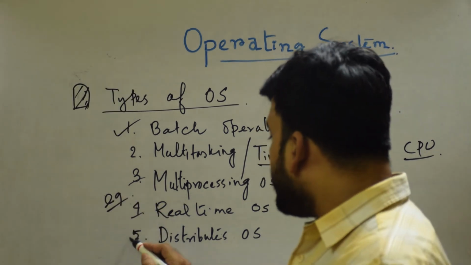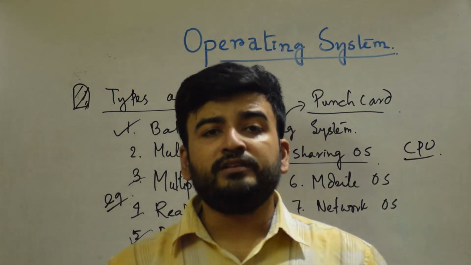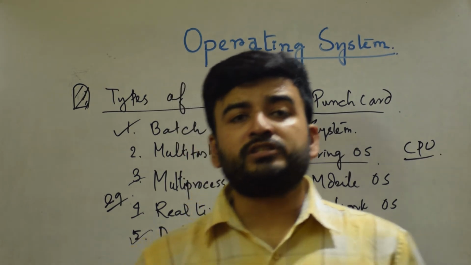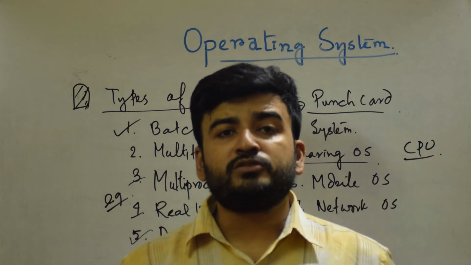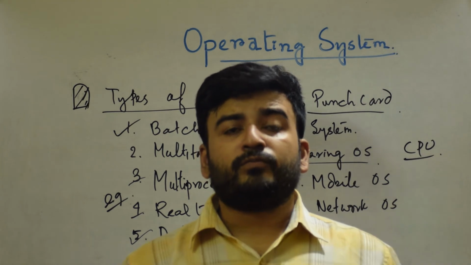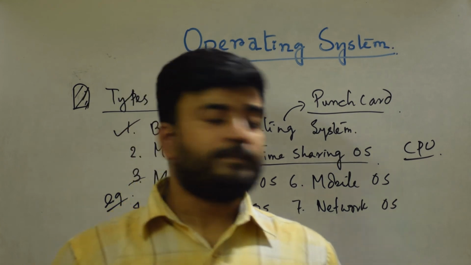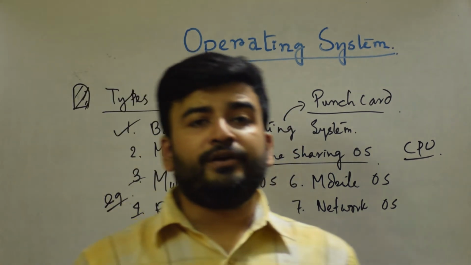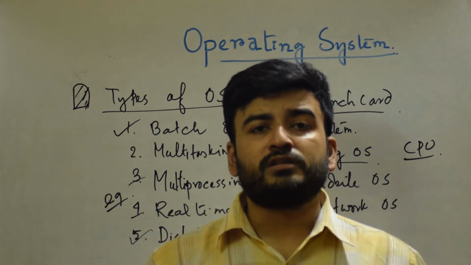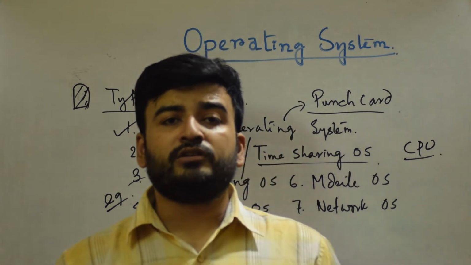Our next point is distributed operating system. Distributed operating system means it uses many processors located in different machines to provide very fast computation to its user. That is distributed operating system. That means if people are sitting in different locations, and different machines and different processors are there, they can compute their tasks very fast.